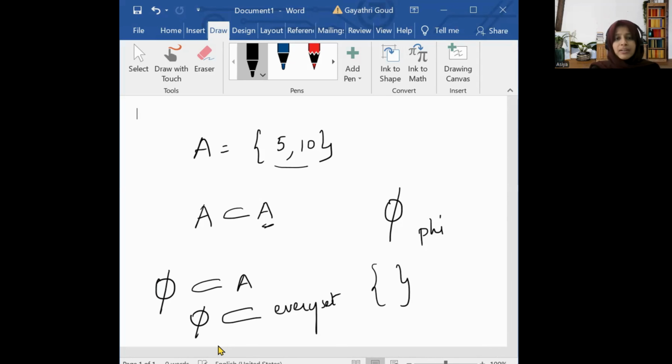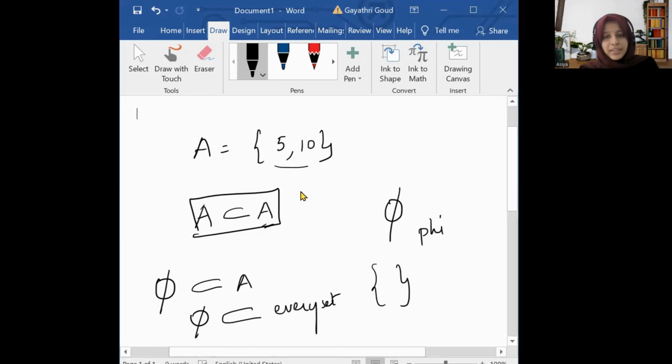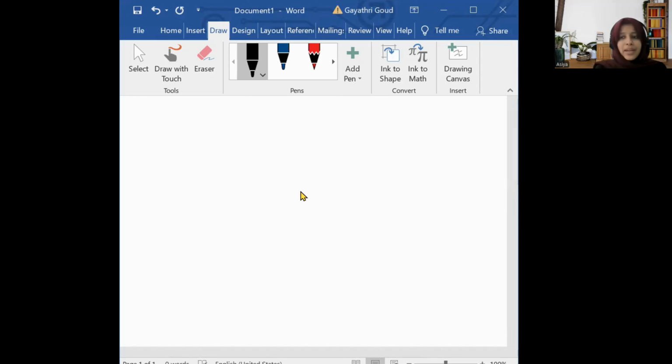So, what have we learned? We have learned if two sets are equal, then the two sets are subsets of each other. Yes. And we have learned that every set is a subset of itself. And we have also learned that a null set is a subset of every set. Now, let us take a few mathematical examples and see how we represent them in subset notation.